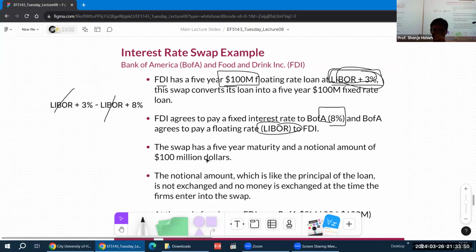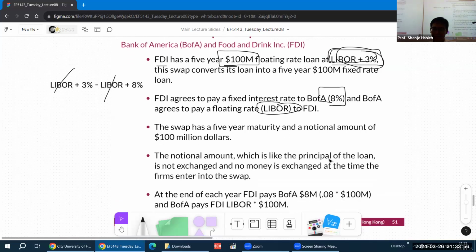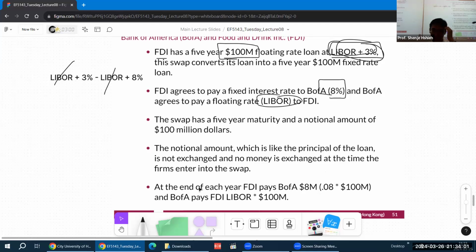So it has fixed for floating. The swap has a maturity of 5 years and a notional amount of $100 million, which is like the principal. Loans, not exchanged, until the end, when there is one final payment. It's 8% times 100 million, and B of A pays one final payment of LIBOR times 100 million.